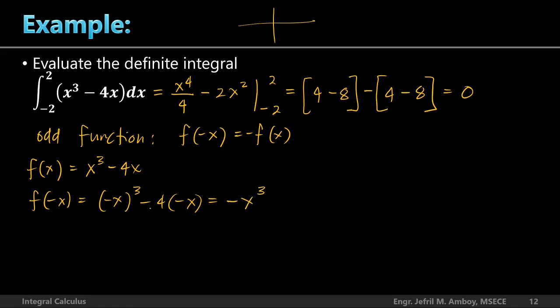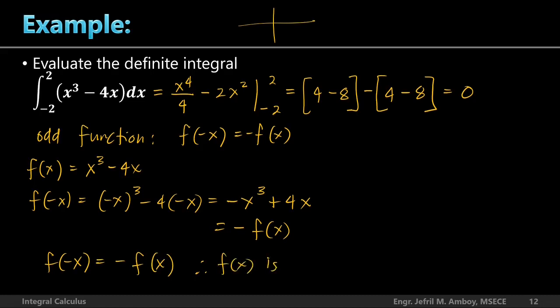Diba? Tapos ito, minus minus plus 4x. Ayan. So itong negative x cube plus 4x, kabaliktaran lang nito. Ayun, nagpalit lang sila ng sign. So this is the negative of the original f of x. Ayun, na-satisfy natin, no? Sabi natin f of negative x is equal to the negative of f of x. Therefore, the function is odd. F of x is odd. No? And what's the rule?